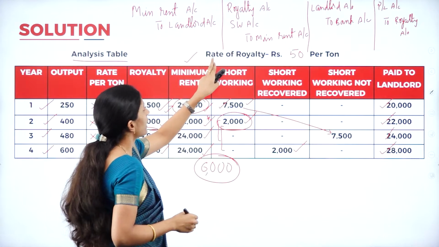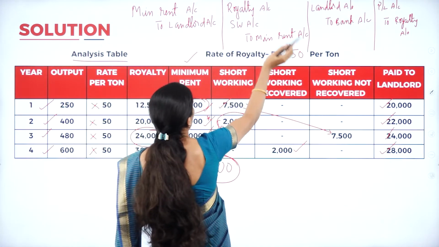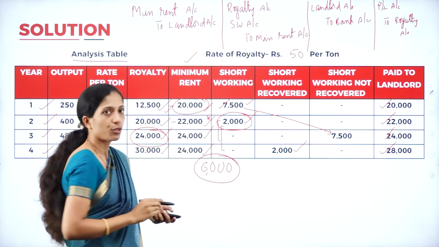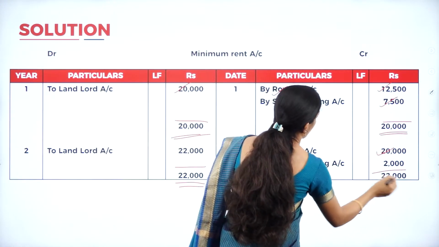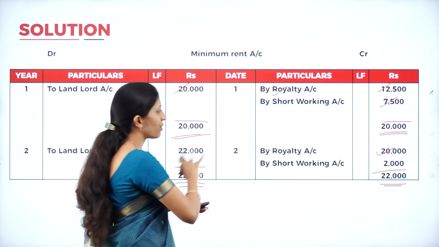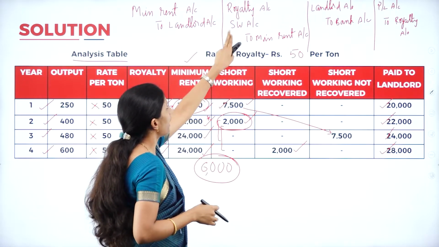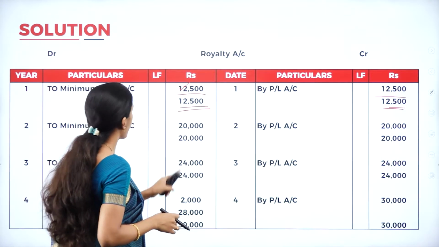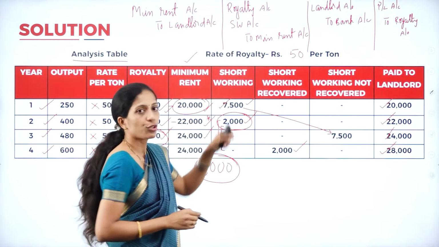Next, royalty account debtor, short workings account debtor to minimum rent. So in minimum rent, how do you write? By royalty. Royalty is 20,000. Short workings 2,000. So by royalty 20,000, by short workings 2,000. So that is 22,000. Both the sides are equal. Next, under royalty, how do you write? To minimum rent. So under royalty account, you will write it as to minimum rent 20,000. Next, under short workings, to minimum rent.